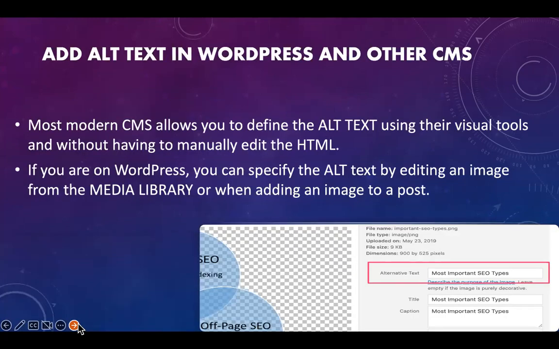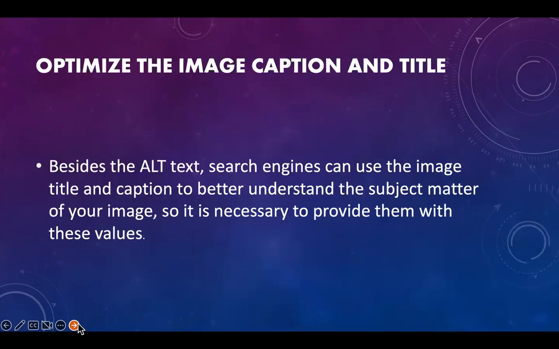So another way is to add it in WordPress and other content management systems. Most modern content management systems allow you to define the alt text using their visual tools and without having to manually edit the HTML code. So if you are on WordPress, you can specify the alt text by editing the image from the media library or when adding an image to a post. So you can actually optimize this from there.